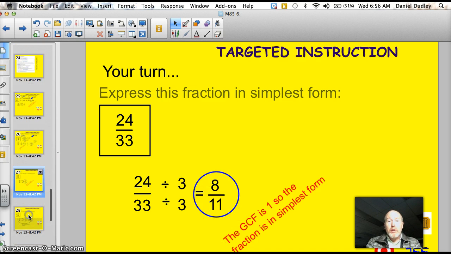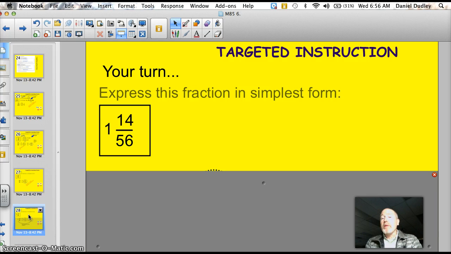All right, your turn. Again, this one's a little more complicated. Now we've got a mixed number, but still a fraction that needs to be reduced into simplest form. Go ahead and give it a shot. All right, let's take a peek.